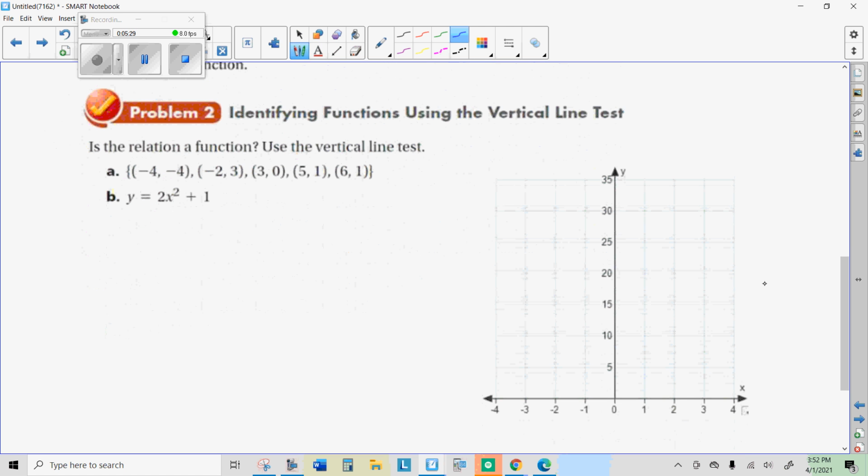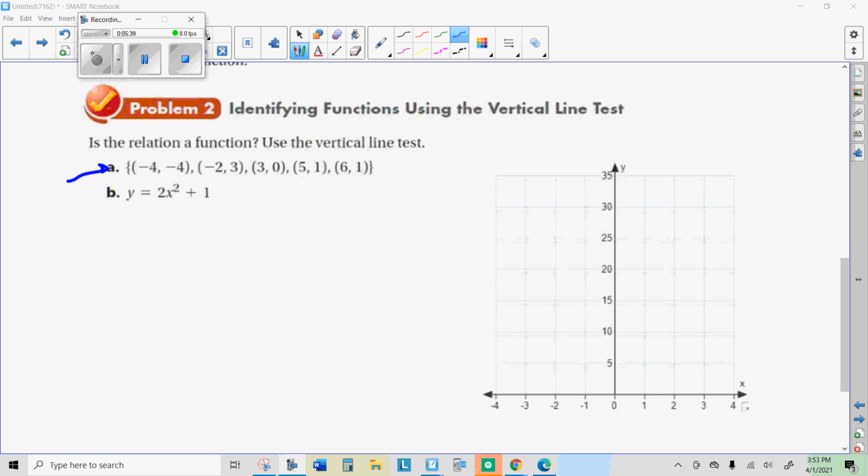So I'll show you a couple examples here. We're going to do these two separately. So we're going to graph the points in part A here. Go ahead and do that. I see you don't have a very good graph for that. So here, I'll make one and you can just kind of sketch this.